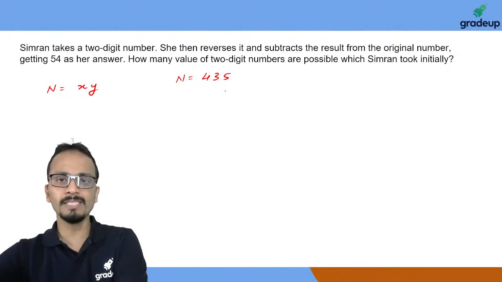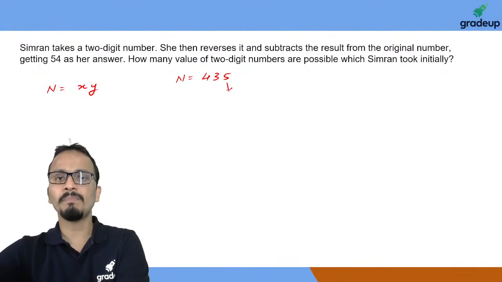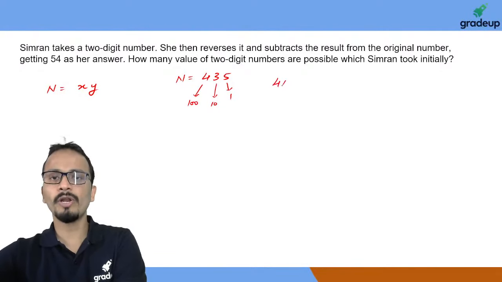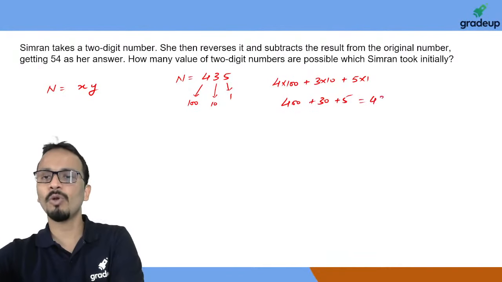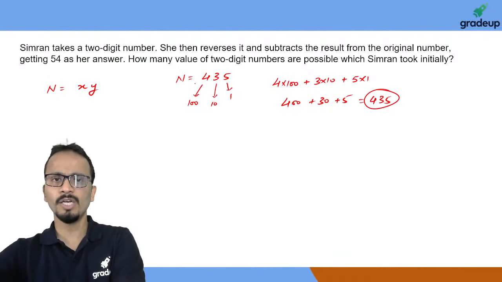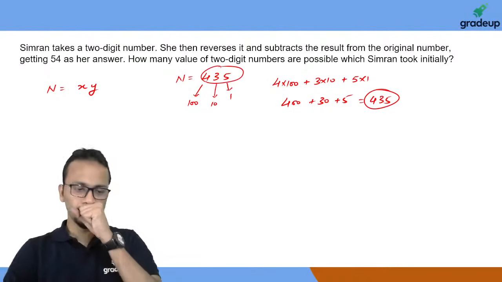Now to obtain this number, I'll multiply 5, which is the digit at units place, by 1, this by 10 and this by 100. Okay, so 4 into 100 plus 3 into 10 plus 5 into 1, 400 plus 30 plus 5, I will get 435. All right, which was the number originally.